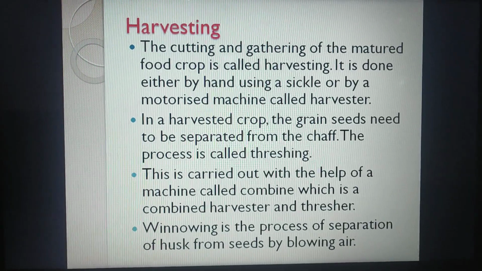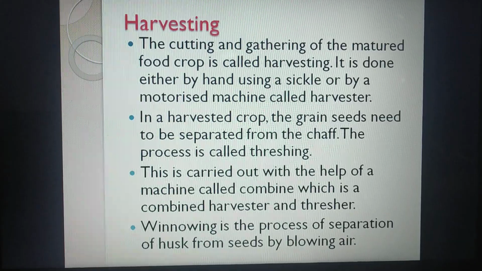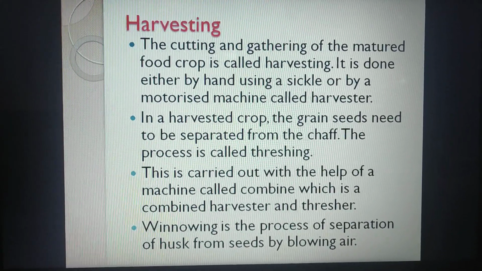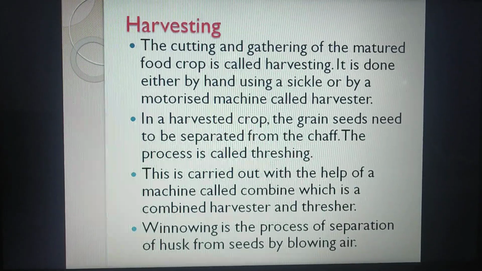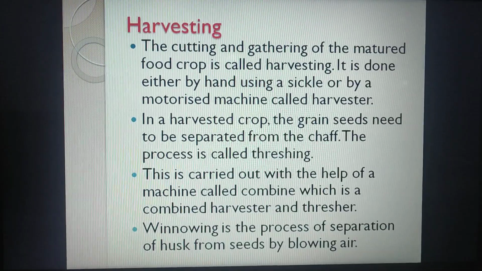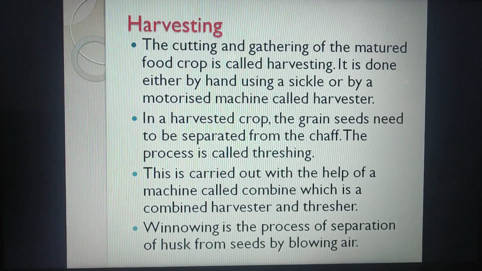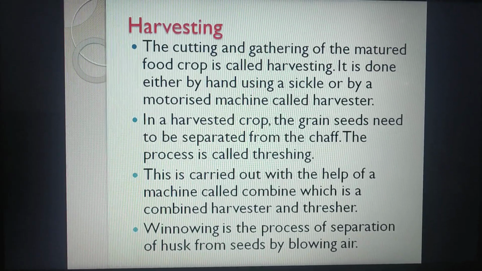Next method is harvesting. Now our crop is ready to harvest. Harvesting is very important task. The cutting and gathering of a matured food crop is called harvesting. It is done either by hand using a sickle or by using a machine called the harvester.